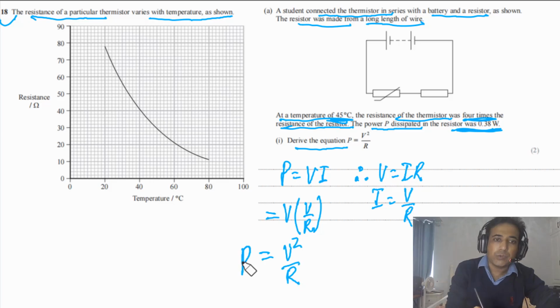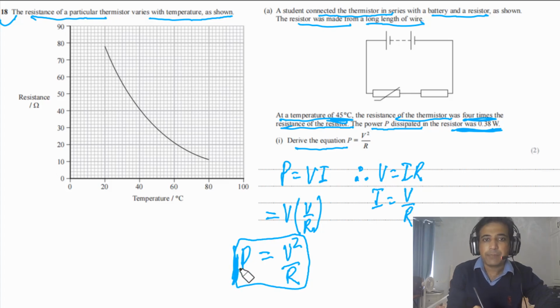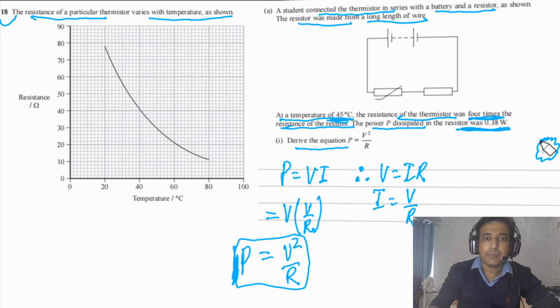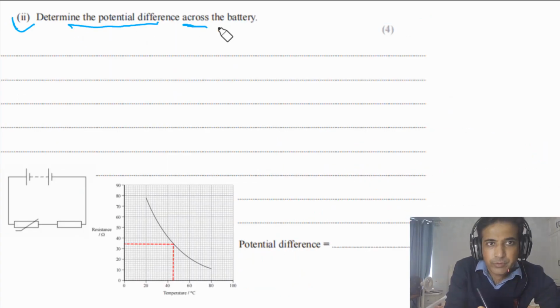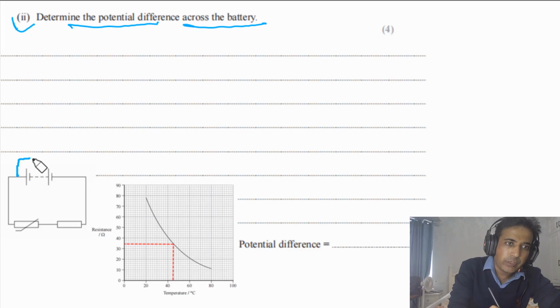So this is what we need to derive. If you have written these two steps, you will get 2 marks for this question. For the second part, we need to determine the potential difference across the battery. Meaning, what is the value of V across the battery? So we need to find out the value of V. So how can we determine it?